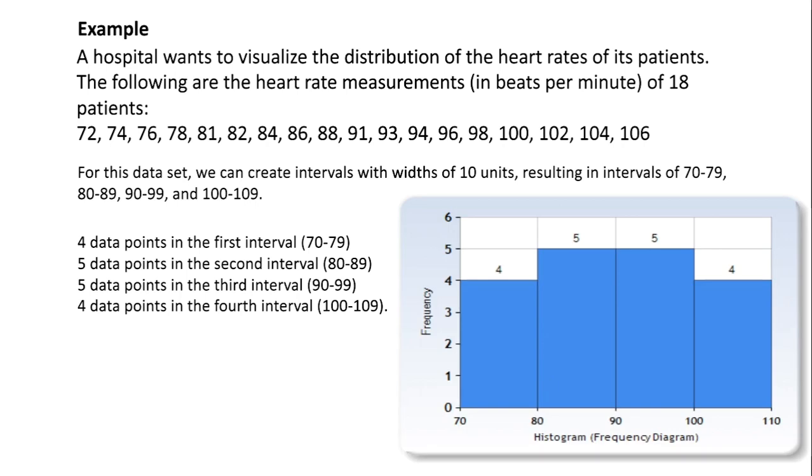In total of 18 data points. 4 data points in the first interval, 70 to 79. 5 data points in the second interval, 80 to 89. 5 data points in the third interval, 90 to 99. 4 data points in the fourth interval, 100 to 109.